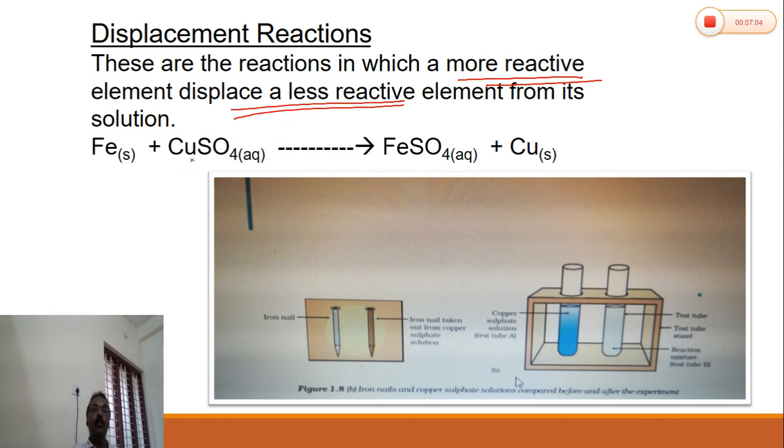For example, when copper sulfate solution is taken and iron is put in it, we can see the blue color of copper sulfate change to green color. Ferrous sulfate is green and copper sulfate is blue. This copper sulfate solution, blue, now changes to a light green color. This is a displacement. Copper is less reactive, iron is more reactive. More reactive iron displaces less reactive copper, so ferrous sulfate is formed. Blue color changes to green color.